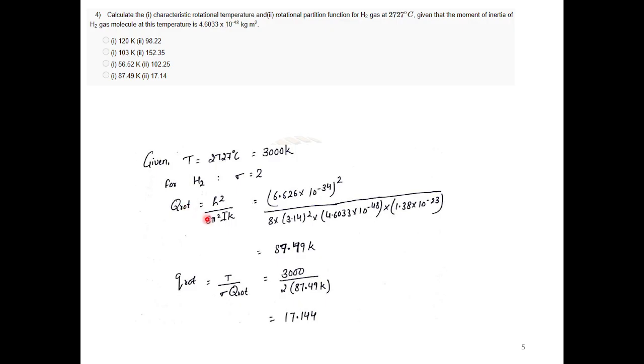temperature is equal to h square by 8 pi square I into k. k is the Boltzmann constant, the value of k is 1.38 into 10 to the minus 23, and h is the Planck constant, where the h value is 6.62 into 10 to the minus 34, whole square, by 8 pi square, 3.14, into I, the moment of inertia. The moment of inertia is given already, this is the mass and the distance square, so 4.6033 into 10 to the minus 48.